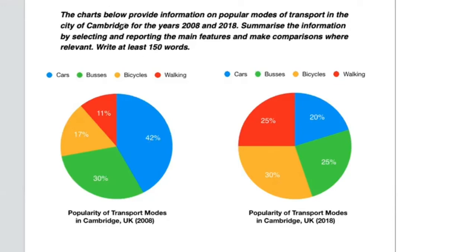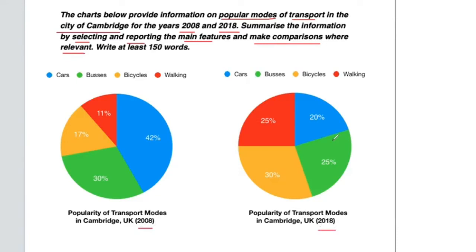Our prompt says, the charts below provide information on popular modes of transport in the city of Cambridge for the years 2008 and 2018. Summarize the information by selecting and reporting the main features and make comparisons where relevant. Write at least 150 words. Okay, and again, we see our two charts here, cars, buses, bicycles, and walking, both in 2008 and 2018.